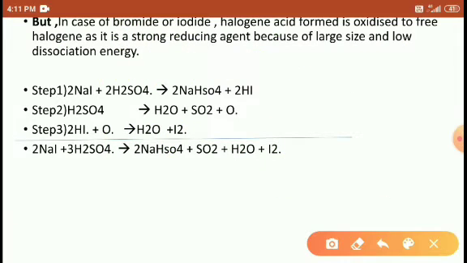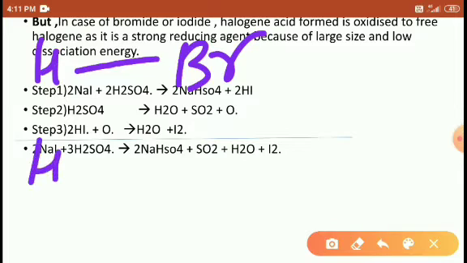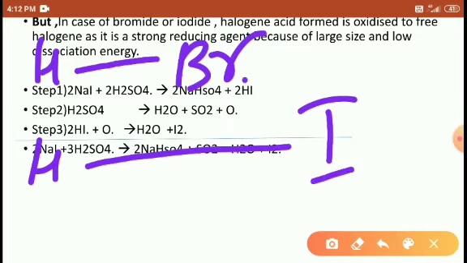How? Because these are strong reducing agents. Why are these strong reducing agents? Hydrogen bromide and hydrogen iodide both have a large size. Due to the large size, their dissociation bond enthalpy is very small. So that's why these two species act as strong reducing agents toward H2SO4.